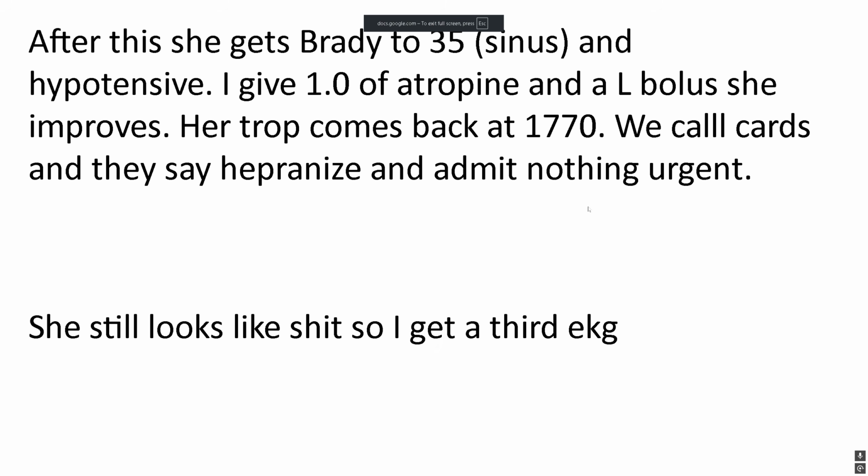After this, she gets bradycardic to the 30s and hypotensive. I give 1 atropine and 1 liter. She improves. Tropes come back at 1770, which is elevated regardless of what scale you're using. We call cards. They say heparinize and admit. Nothing urgent. Still looks like shit, so I get a 30-minute repeat.